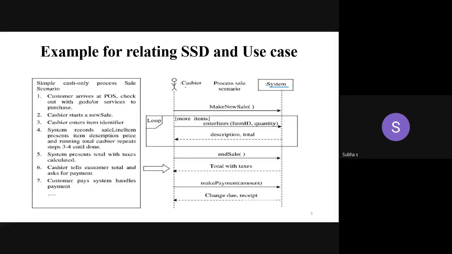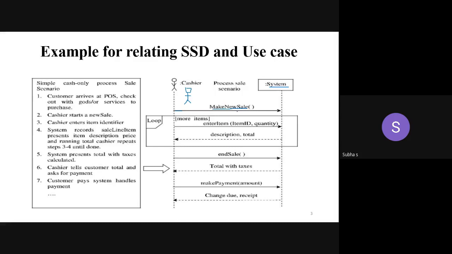Yes, so you have the cashier here. Actually, the symbol is this one. While drawing, you have to mention it like this. So this is the cashier, this one is the system. First the cashier makes a new sale. That means he is going to make a new entry, a new billing, into the system. So that is makeNewSale. This message is passed from cashier to system, a normal message. I hope you all know how to write the message here. You have to use proper verbs, proper action words.